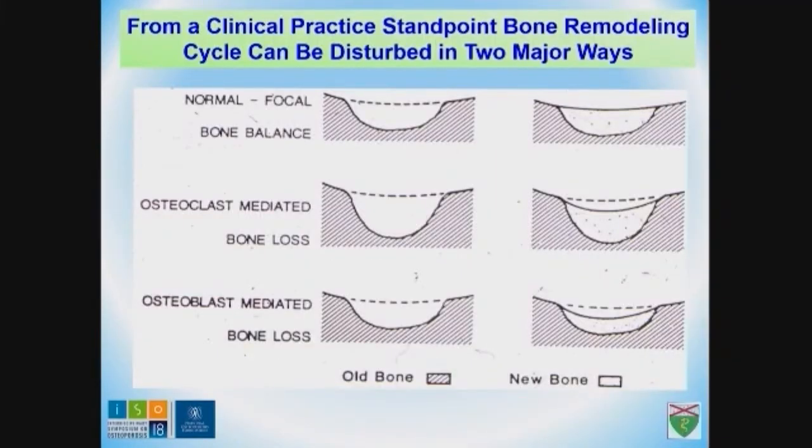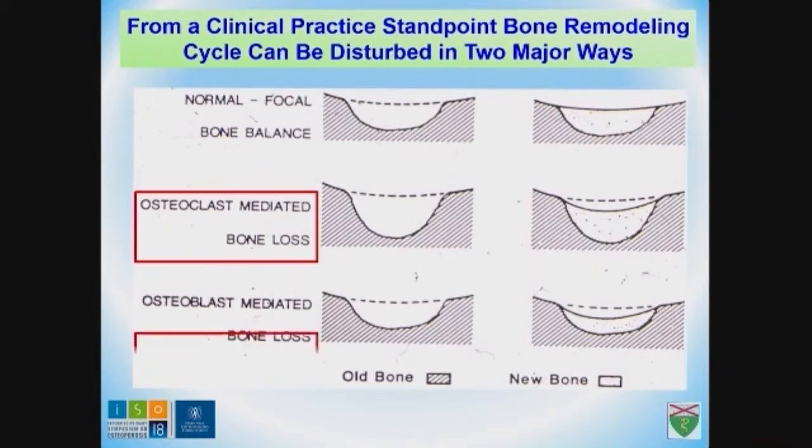From a clinical practice standpoint, we'll come back to Mr. Light and why his experiment of nature is important therapeutically. From a clinical practice standpoint, bone remodeling cycle can be disturbed in two major ways in adults. One is by osteoclast-mediated bone loss, and that's when osteoclast activity is increased, the resorption pit you dig is too deep, and now we know it's not simply because of too many osteoclasts, but it's not enough osteoblast recruitment. You attempt to fill that in, but you don't completely fill it in. So with every turn of the bone remodeling cycle, you lose bone.